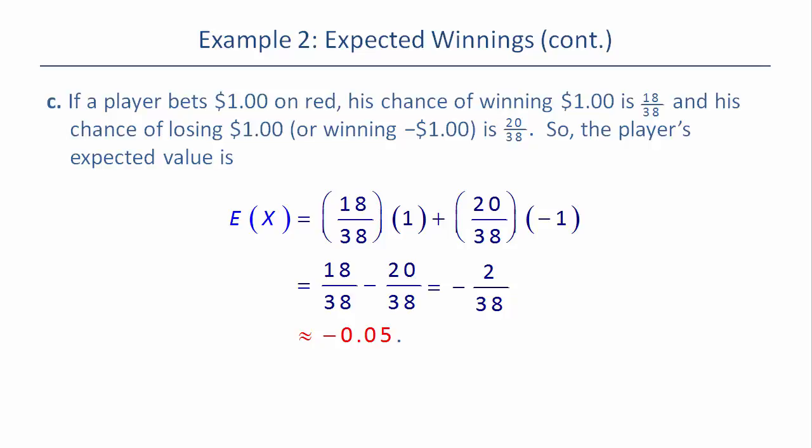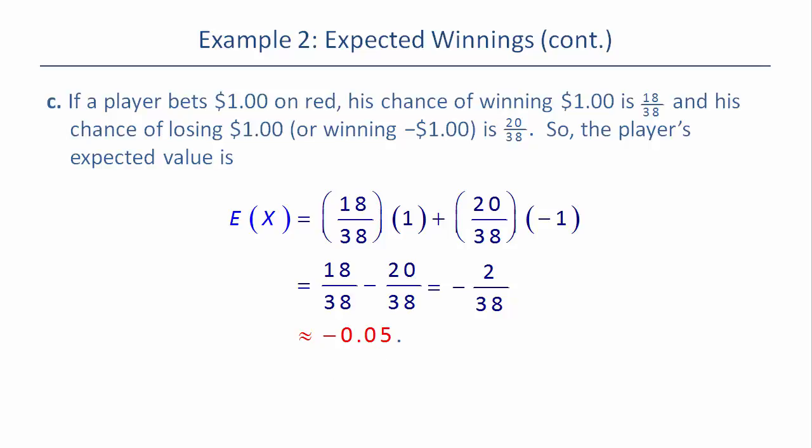If you plop down $1 and bet on red, or really on black, doesn't matter because the probabilities are the same, right? Then you win $1 if you win, and there's the probability of winning, plus you lose your dollar, minus 1, and there's your probability of losing. And when you do all the math, right, you get negative 2/38, which is roughly 5 cents.